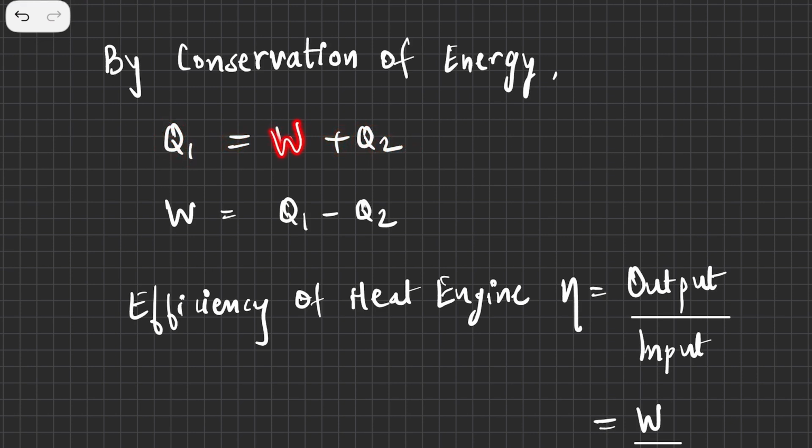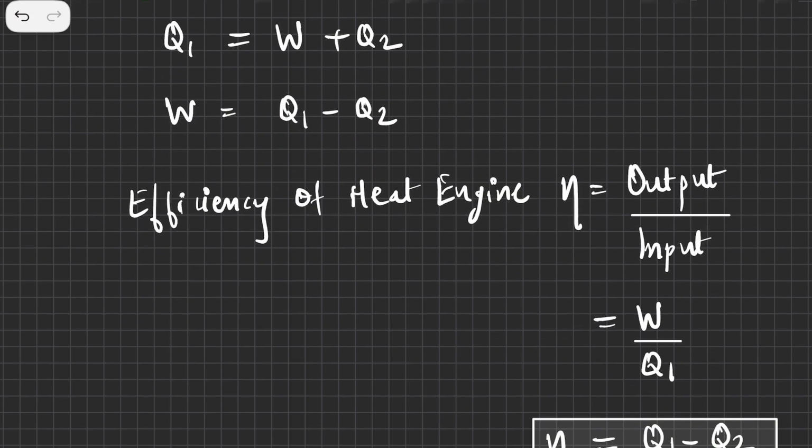I'll find out the work done from this. So I'll keep the work done at one place, and I'll just move Q2 to the other side, which was plus, and now it is going to become minus. So W = Q1 minus Q2.